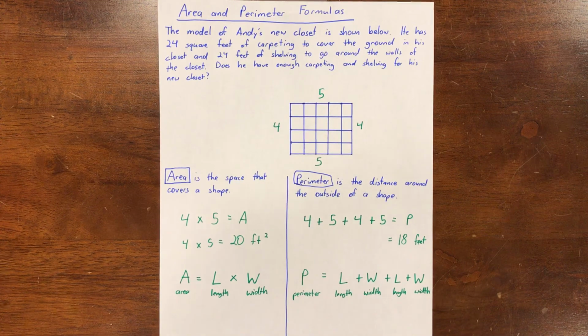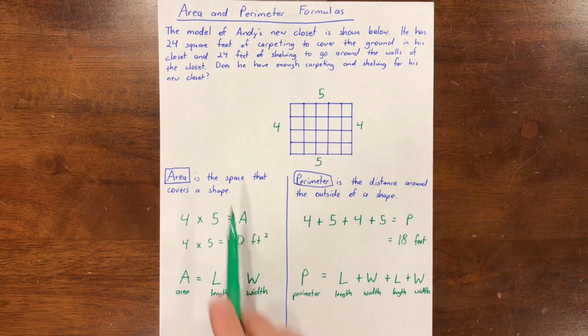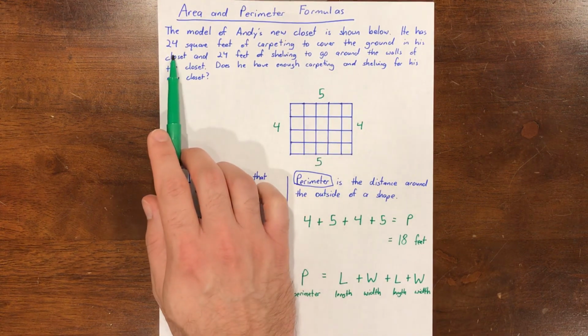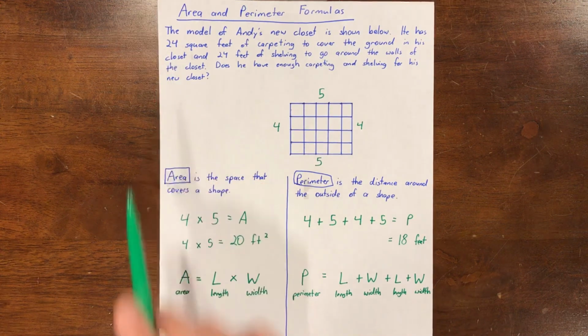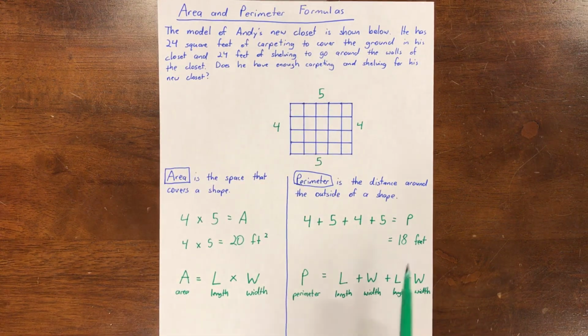So, did Andy have enough carpet for the area and enough shelving for the perimeter? How do you know? Say it out loud. Yeah, he does, doesn't he? The area was 20 square feet, and he had 24 square feet of carpeting, so that's more than enough. The perimeter is 18 feet, and he had 24 feet of shelving, so that's also enough. Nice work. Go ahead and click on the arrow to move to the next slide.